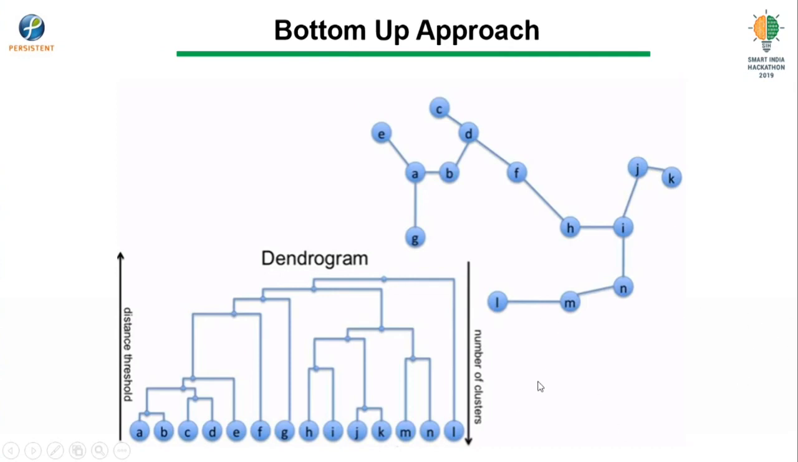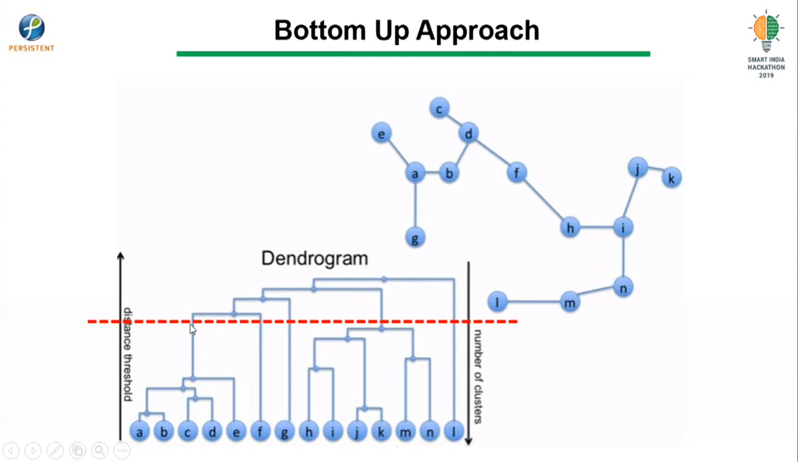All that is left in our hand now is to make a cut somewhere. On the left hand side you are seeing a vertical arrow, that is the distance threshold, and on the right hand side you are seeing an arrow that is going down, which is called the number of clusters. All that is required to be done here is to take a cut somewhere. Now, supposing I cut somewhere here like this red dotted line, now what you have to see is how many vertical lines are coming down from this red line.